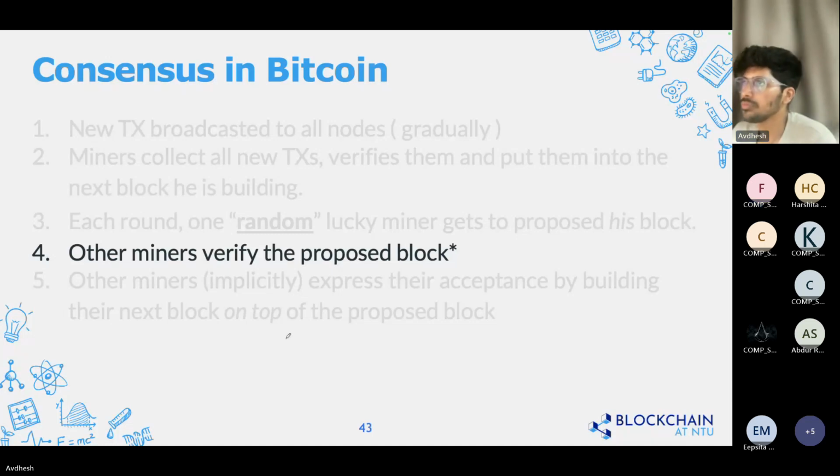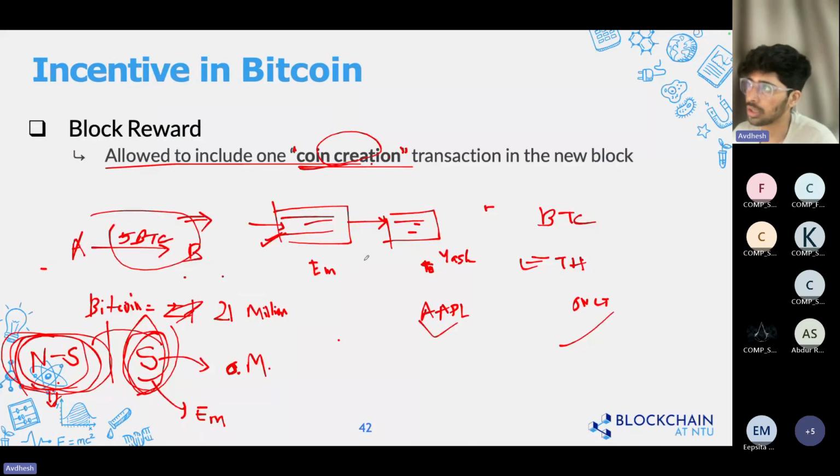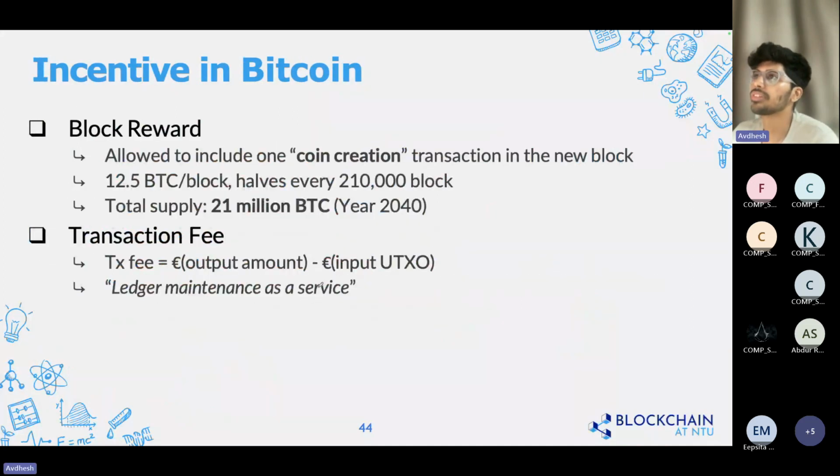So this is how they get the coin creation, the incentive to actually verify the transaction. Okay. So the first one is the block reward, which is the coin creation. After every block they attach, they get the coin creation.